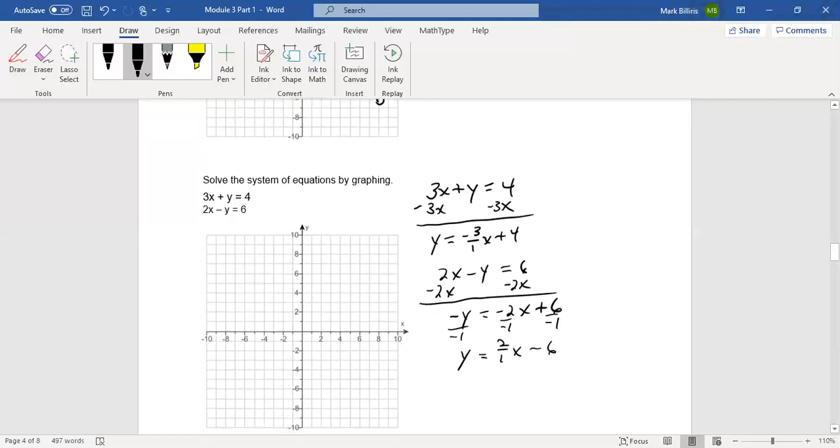So your next step is to graph both of these. I start with the first equation. My y-intercept is 4. My slope is -3 over 1. So from 4, I go down 3 and to the right 1, and I'm going to connect that with a straight line.